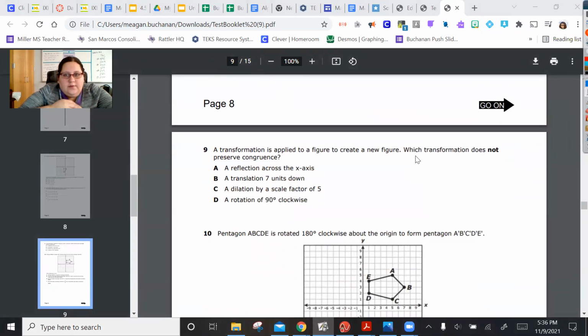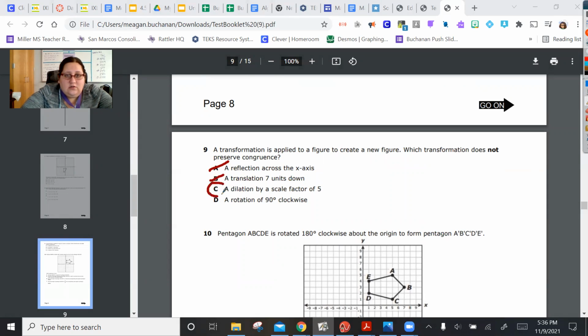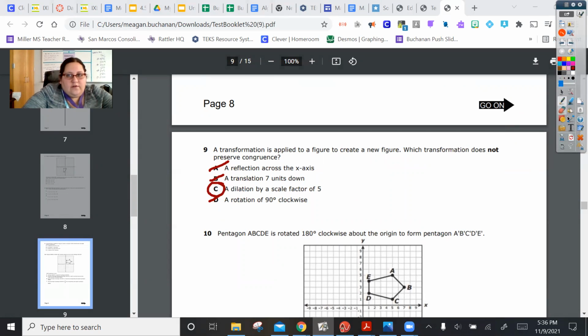Number 9, a transformation is applied to the figure to create a new figure. What transformation does not preserve congruence? Okay, so congruence means that they're the same. Reflection does not change the size. Translation does not change the size. Rotation does not change the size. Dilation is the only thing that changes the size, so it does not preserve congruence.